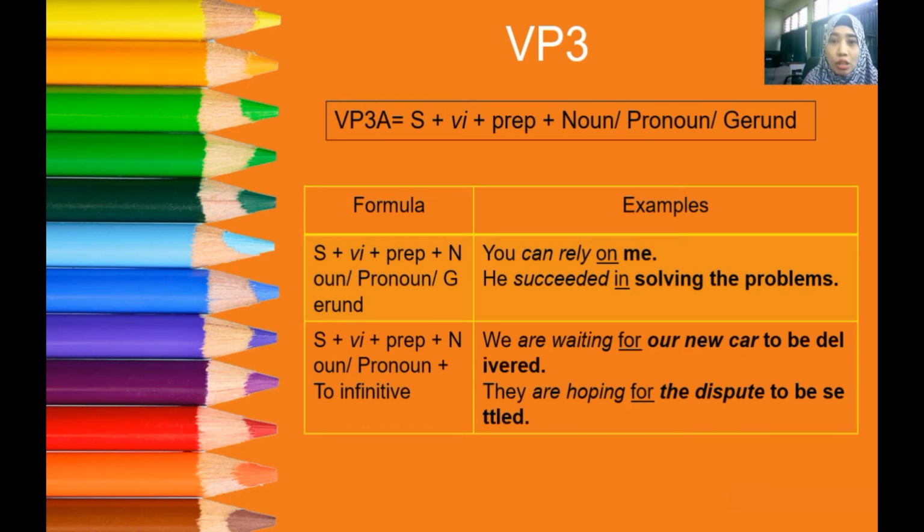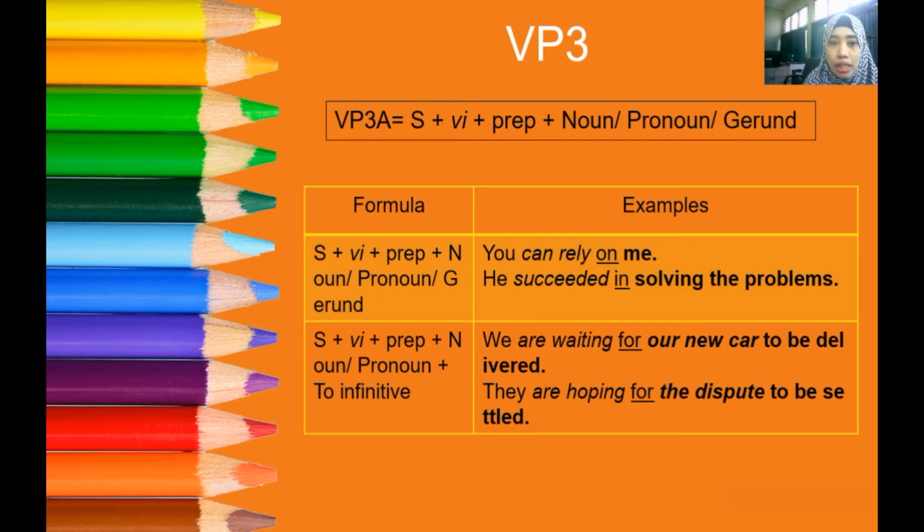You can rely on me. So you here is the subject, and then can rely is the verb intransitive, and then on, though it is one unit with can rely, we analyze it as a preposition, and then me here is a pronoun. The second example, he succeeded in solving the problems. He here is the subject, and then succeeded is the verb intransitive, and then in is the preposition. Solving the problems is a gerund.